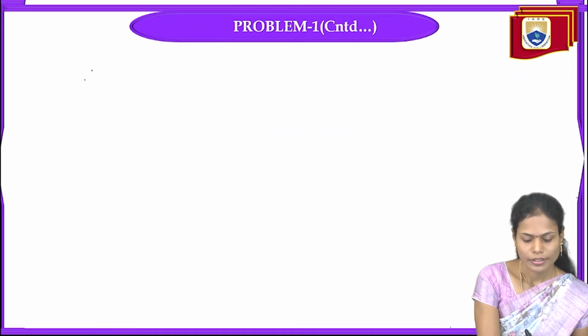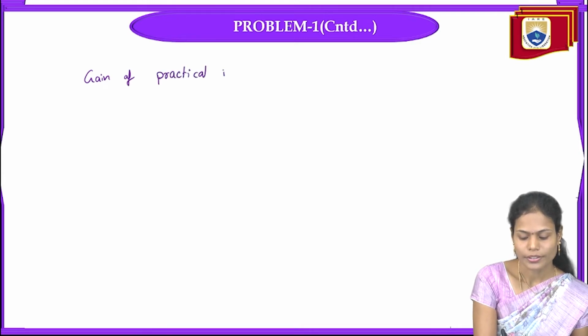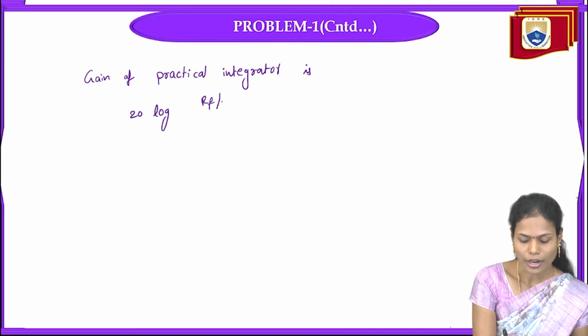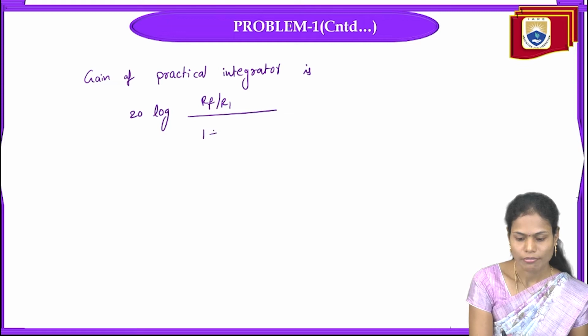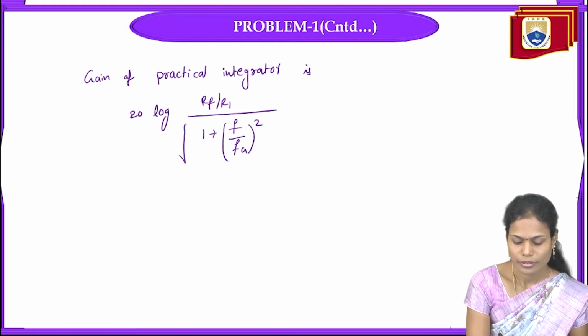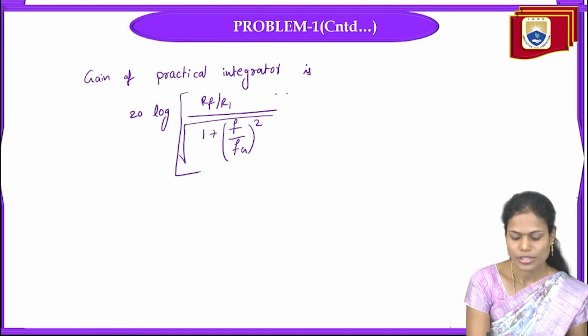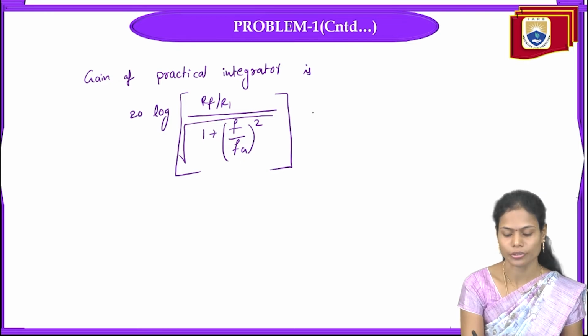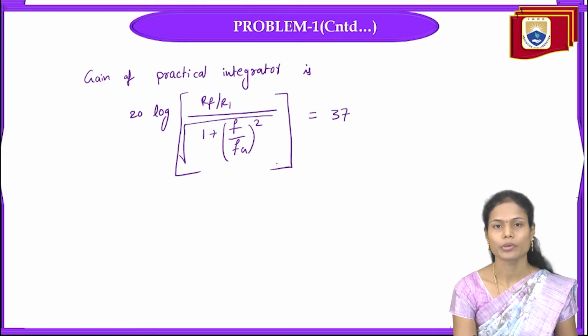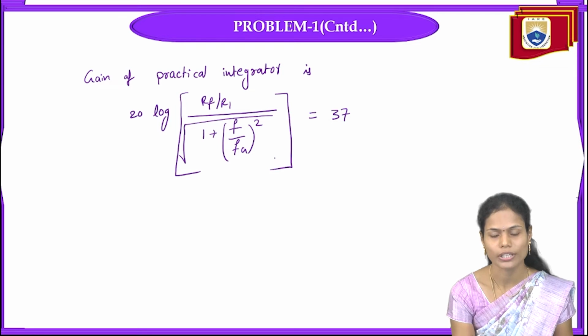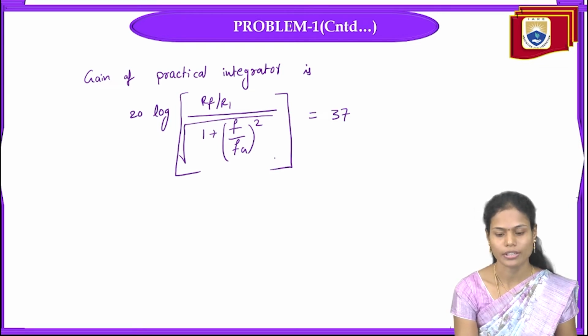The gain of the practical integrator is 20 log of RF by R1 divided by the square root of 1 plus (F by Fa) whole squared. This is the gain of the practical integrator circuit. This is the formula, and the value given is 37 dB. In the problem itself, at frequency equal to 1.25 kHz, the gain value is 37 dB.